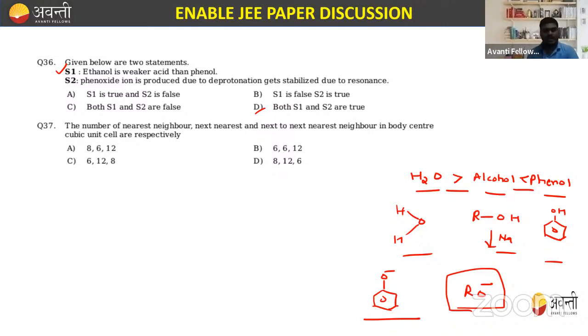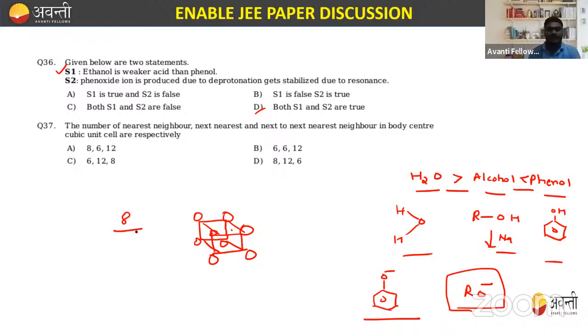Next: the number of nearest neighbor, next nearest, and next-to-next nearest neighbor in the BCC cubic unit cell. We all know what a BCC cubic unit cell is. Let me draw the cube. In BCC, 8 atoms are present at the 8 corners and 1 atom is present at the center. So the total number of nearest neighbor atoms is 8.